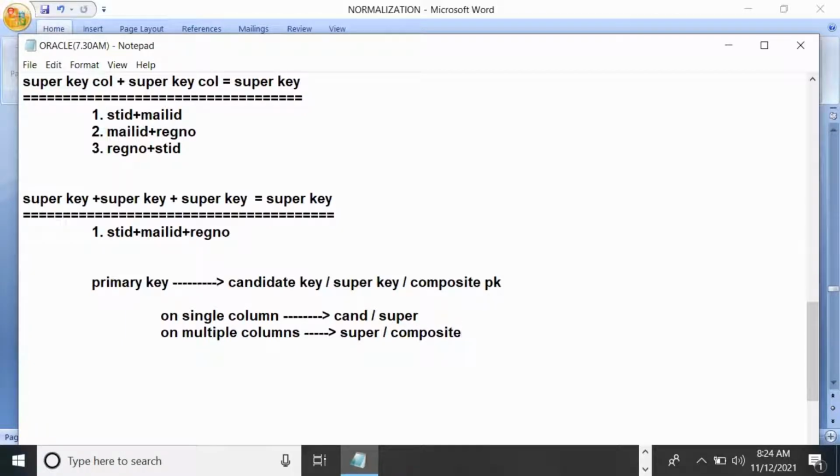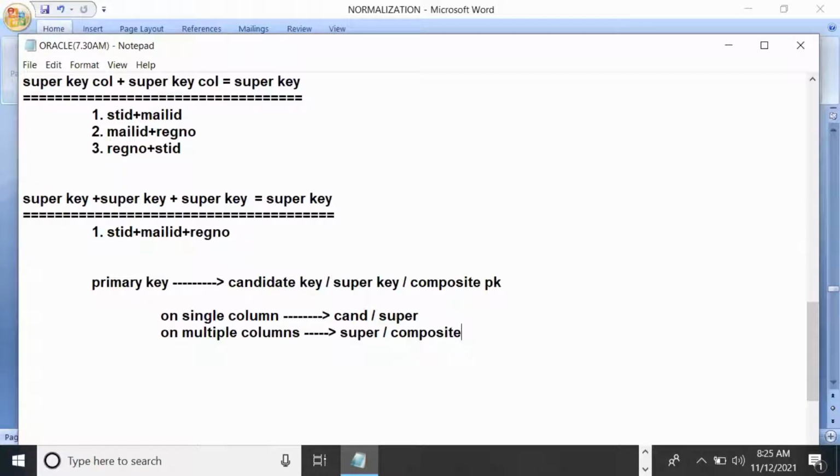Every single column of a primary key is called a super key, also called a candidate key. And when a primary key is applied on a combination of columns, it is also called a super key, because a super key plus a super key is again a super key. So a combination is also a super key, and an individual column is also a super key. That's why when we apply it on a combination, we call it a super key. Otherwise, we can also call it a composite primary key, when you apply your primary key on multiple columns.